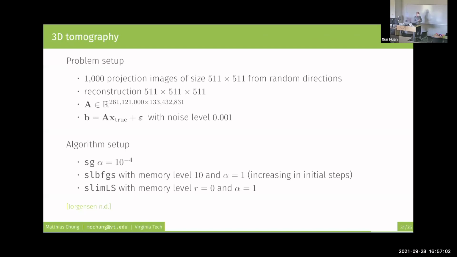Then there are methods which are a little bit more advanced, and these are stochastic or sampled limited memory BFGS methods. So they are incorporating some kind of curvature information. It is not easy in stochastic settings to do that. And we propose another method, which is called SlimLS or SlimTik, which is a sample limited memory method.